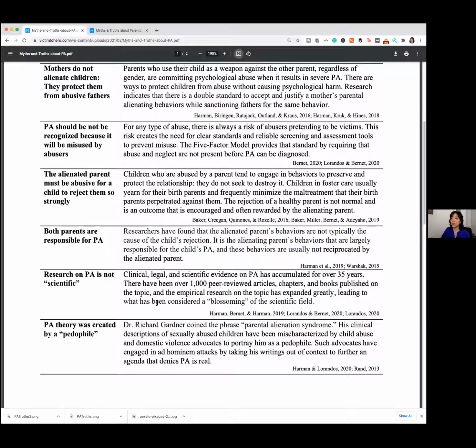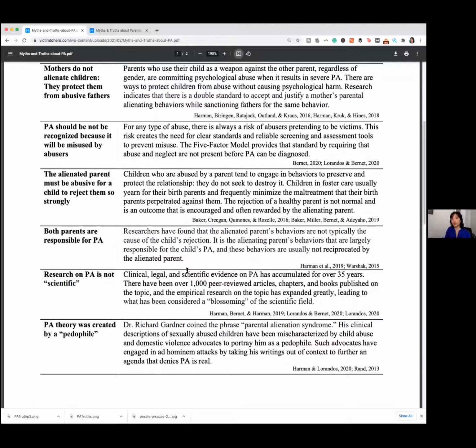Clinical and legal scientific evidence on parental alienation has accumulated over 35 years. There have been over 1,000 peer-reviewed articles, chapters, and books published on the topic, and the empirical research on the topic has expanded greatly, leading to what has been considered a blossoming of the scientific field. Now, there's so much research out there on many aspects of parental alienation.